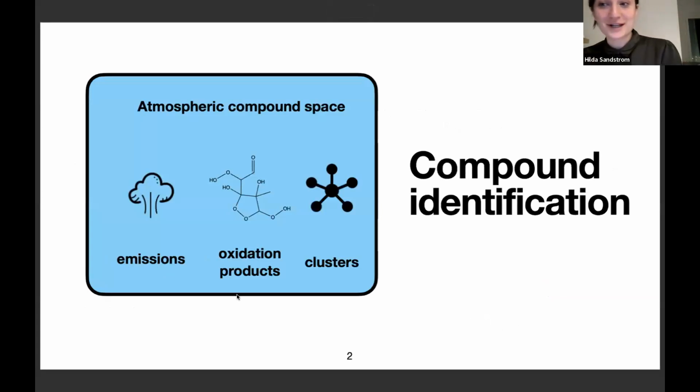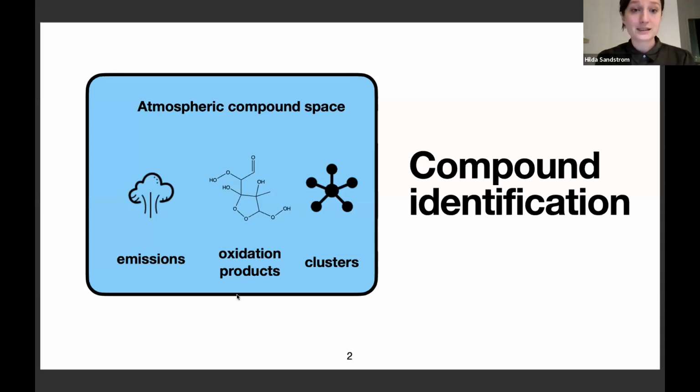In particular, my talk today will focus on the topic of compound identification, which is central to atmospheric chemistry. Emissions into the atmosphere contain many different types of compounds that through photoreactions and oxidation create a whole host of different reaction products, some of which form clusters and integrate into aerosol particles, which affect the climate and also our air quality through air pollution.